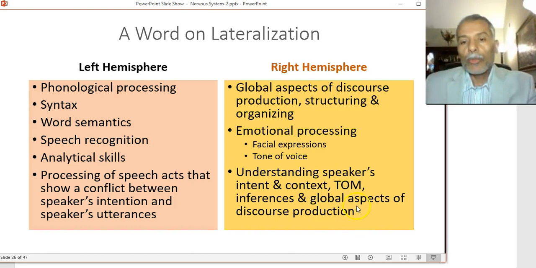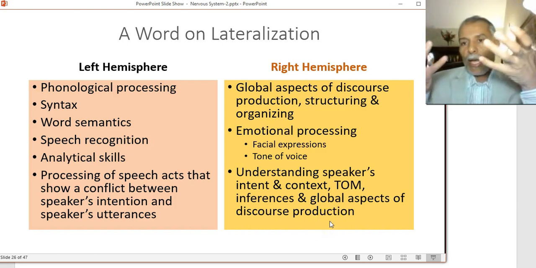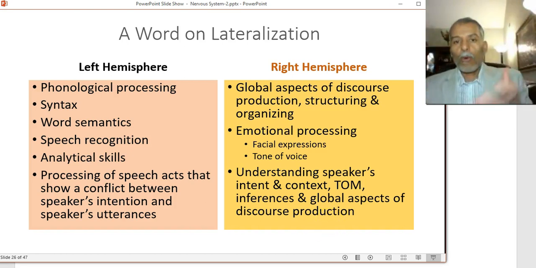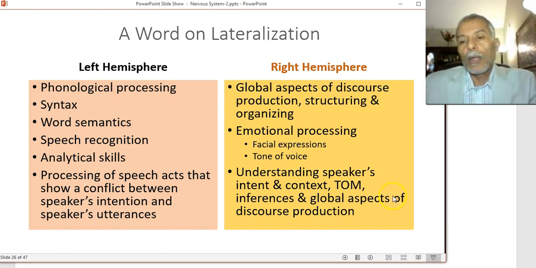It enables you to understand the other speaker, to have theory of mind, to get to know the perspective of the other person. So again, the global aspects, the whole overall meaning of anything beyond one sentence.